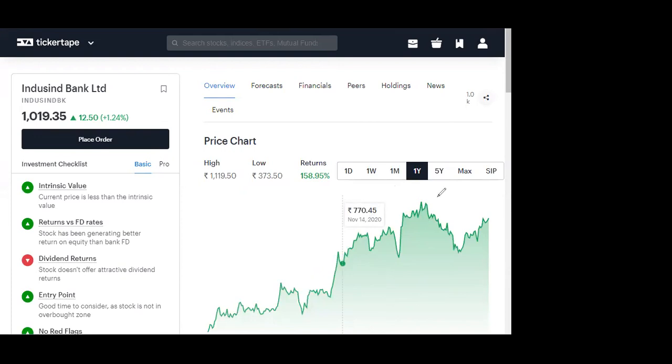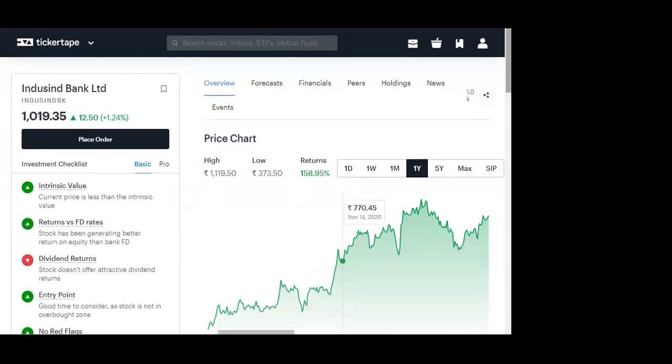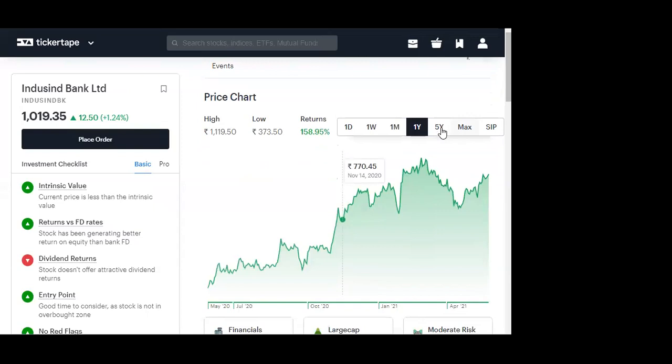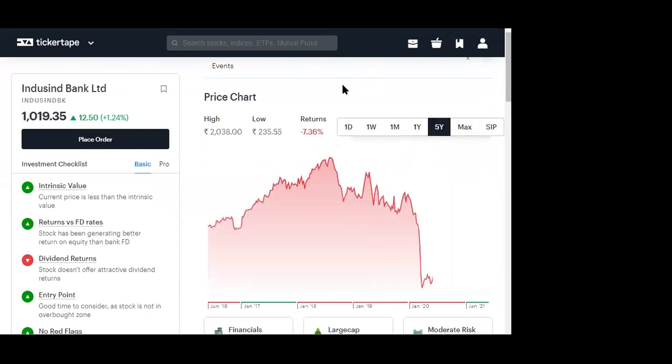But if you think about it, let us see. I'm not talking about this. Let us see the 5-year chart. That is the 5-year chart. Now, tell me, what can you see?